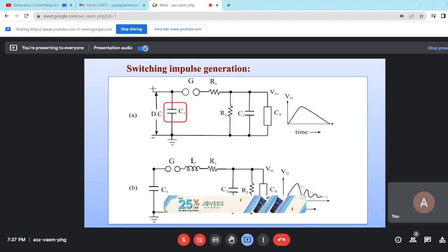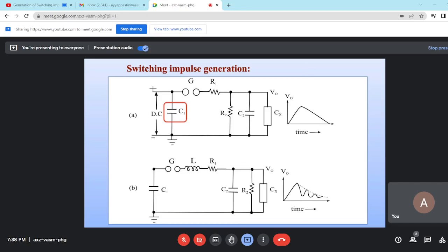Let us now check with the switching impulse generation circuit. This is a basic switching impulse generation circuit. It is derived from a lightning impulse generator. The principle of operation can be understood with the help of two configurations of circuit. One is without a series inductor and other is with a series inductor. The above circuit shows an input capacitor or generator capacitor which will be charged from a DC source or a high voltage DC rectifier.